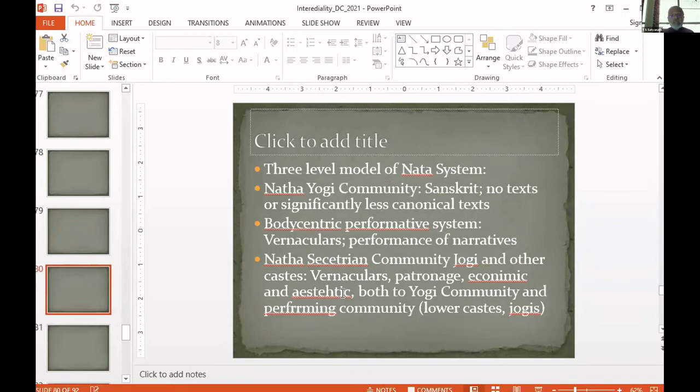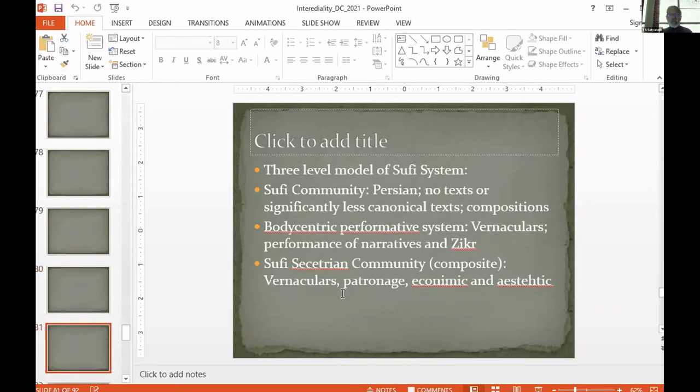A three-level model of the Natha system could be mapped here. A Natha Yogi community that writes in Sanskrit, with significantly fewer canonical texts. A body-centered tradition to take care of that through vernacular and performance of narratives. And a Natha sectarian community of yogi and other castes who deal in vernacular and provide patronage, both economic and aesthetic, both to the yogi community and to the performing community, which is again lower caste.